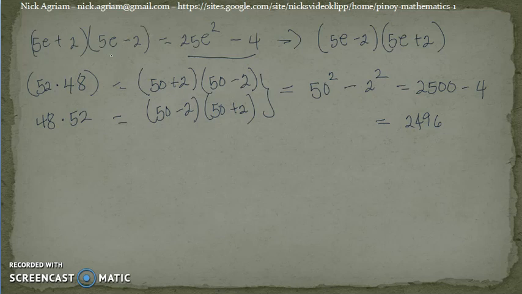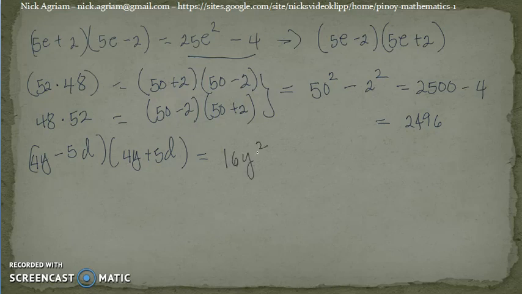They got this one, for example, 4y minus 5d, and then we have 4y plus 5d. This is activity number 6, E, on page 15. Then we have the first term, 16y squared, 4 times 4 is 16, y squared, minus 25d squared.